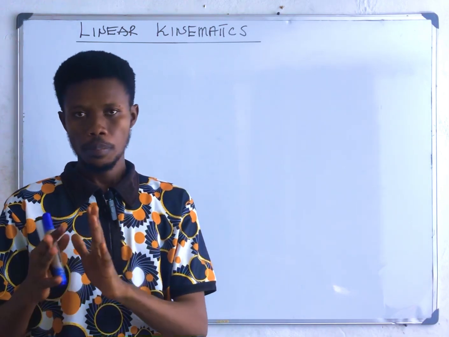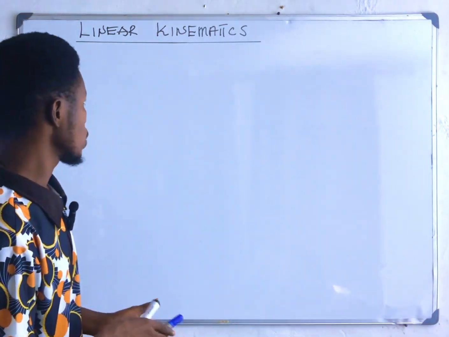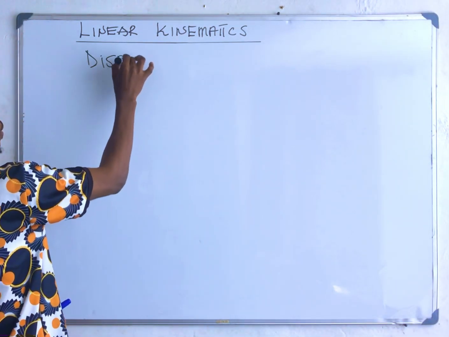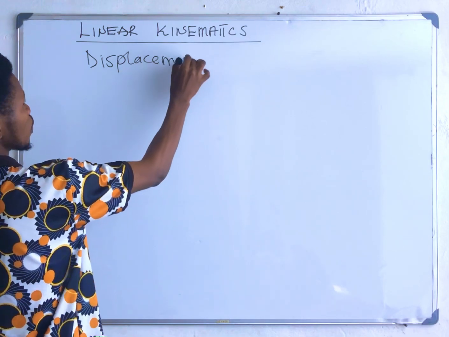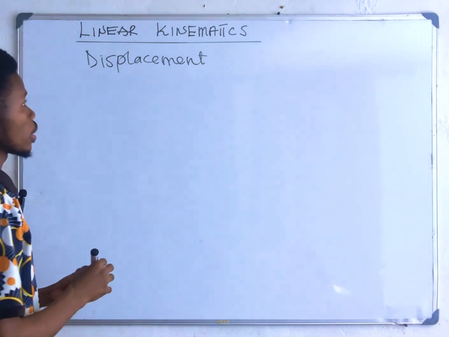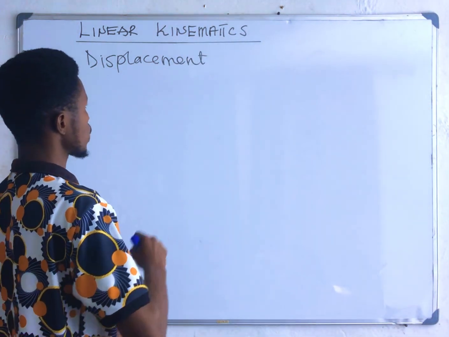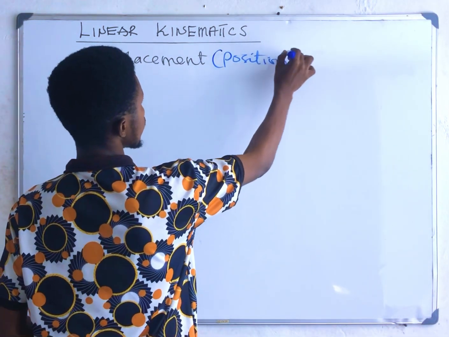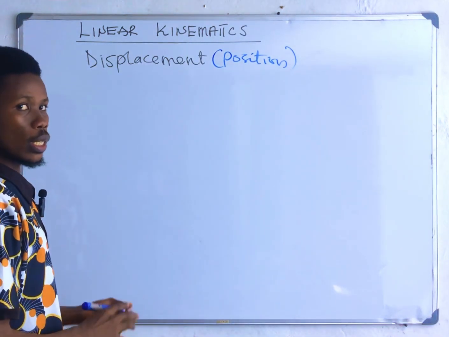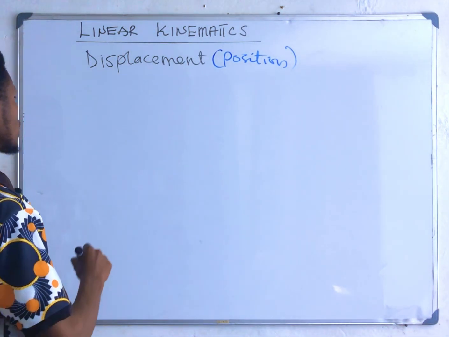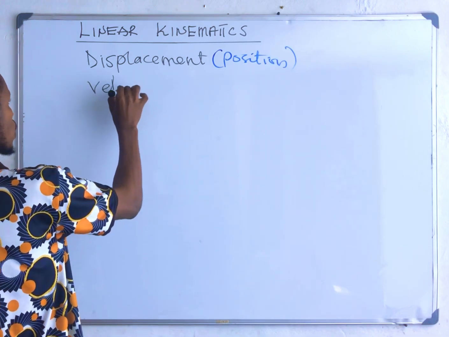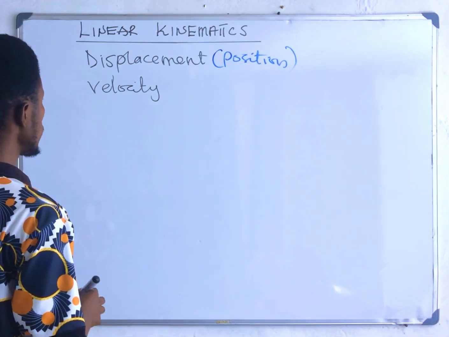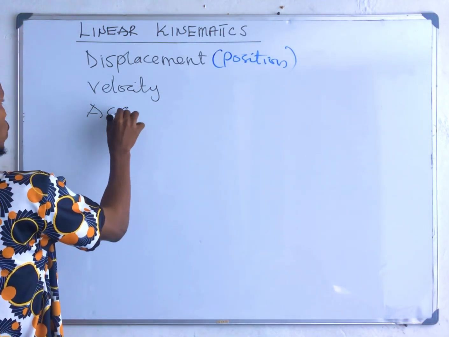three parameters here. First, we are going to look at displacements. Okay, in some books, you see it as position. So they are the same. Whether you see displacement or position, it is the same. We also looked at velocity. Velocity, is that okay? Then we also look at the acceleration.